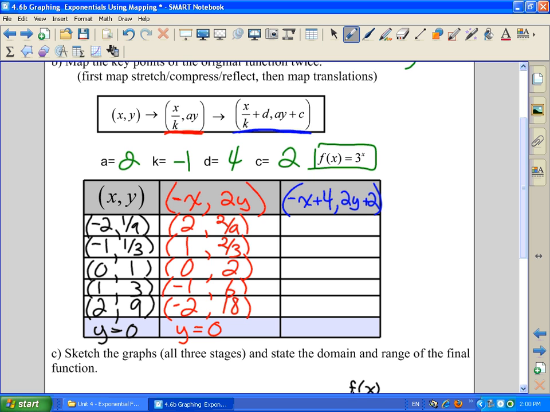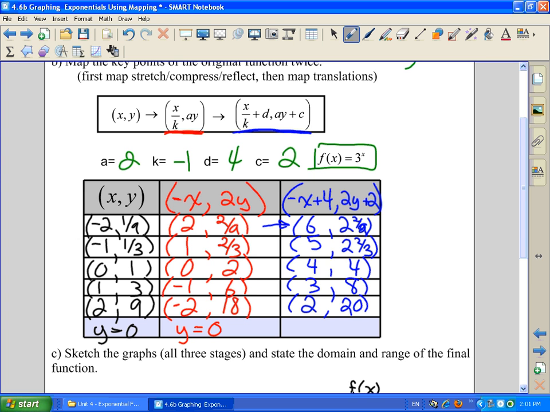All right. So we're taking our answer from here. We're just adding 4 to the x, which makes it easy. So you're going to have 6, 5, 4, 3, 2. Okay, that's pretty good. And then you're going to take each of your 2 y's and add 2. So if you got 2/9, you add 2 to it, it's going to be 2 and 2/9. If you've got 2/3, it's going to be 2 and 2/3. And then 2 plus 2 is 4, 2 plus 6 is 8, and 2 plus 18 is 20.